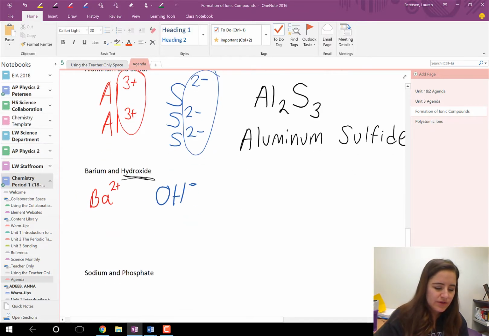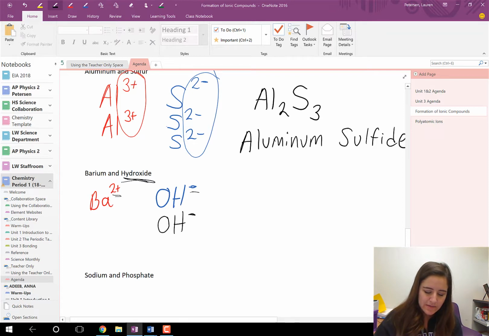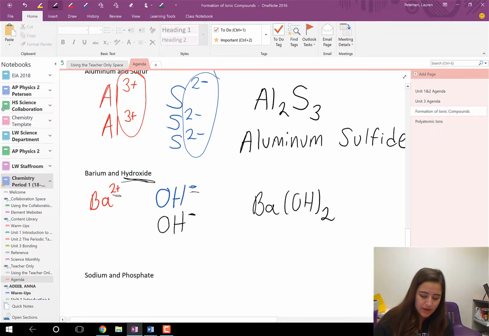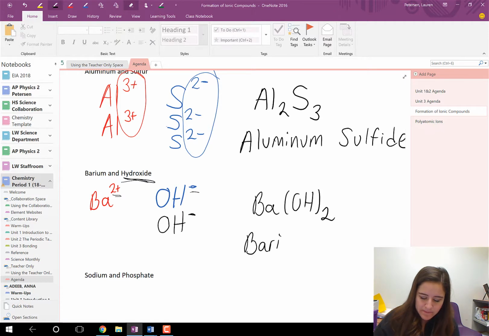So you'll see here that we have 2 positive charge, but only 1 negative. So we need more negative charge, making our formula Ba. Since we have 2 hydroxides, we're going to put them in parentheses. So it'll just be Ba(OH)2. And we would call it barium hydroxide.